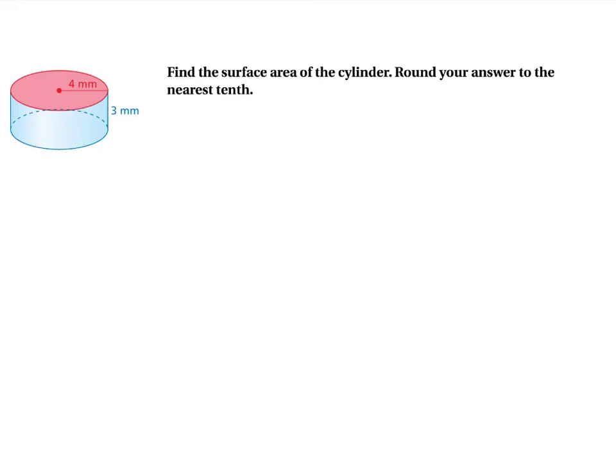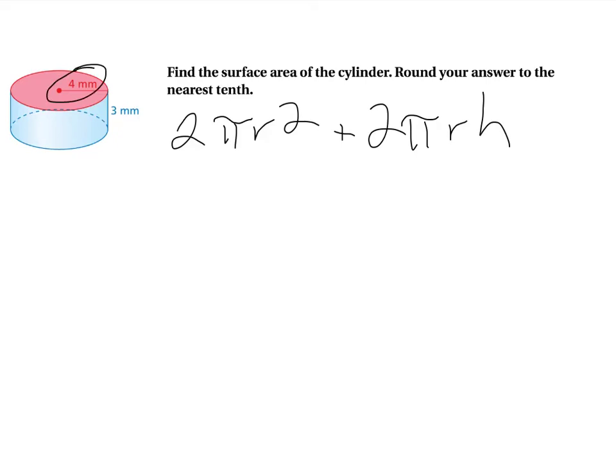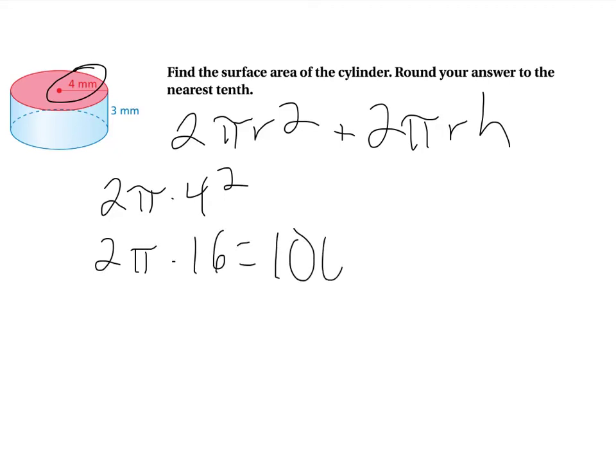First practice problem. As we said, 2 pi r squared plus 2 pi rh. Let's start with 2 pi r squared. My radius is 4, so I'm going to multiply 2 times pi times 4 squared. 4 squared, 4 times 4 is 16, so it's 2 pi times 16. When I do that, I get 100.48.